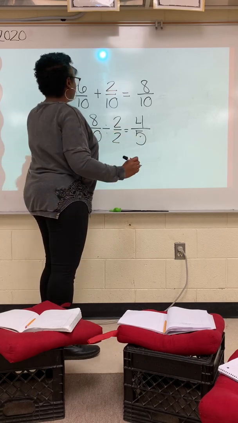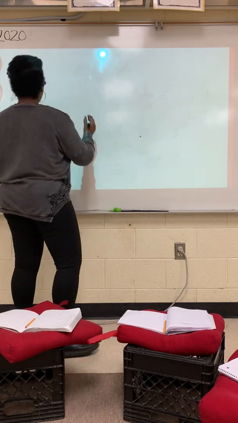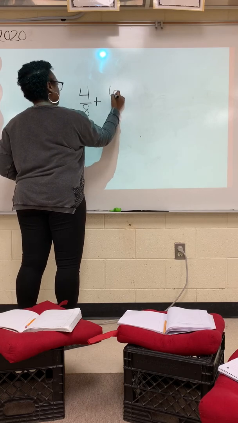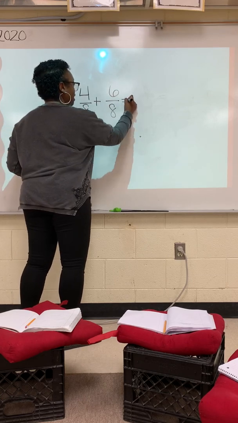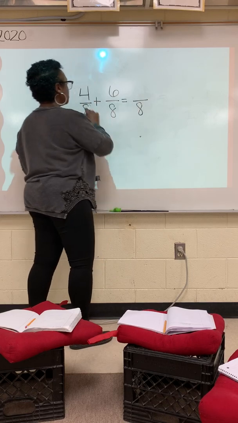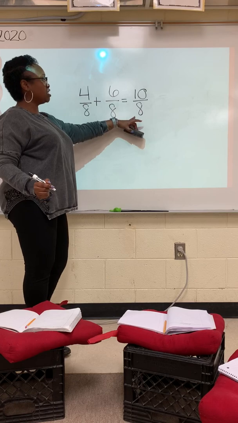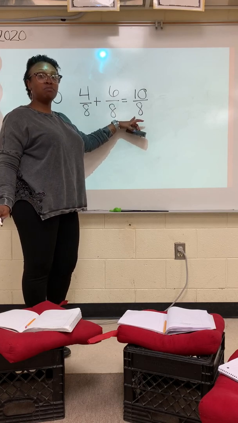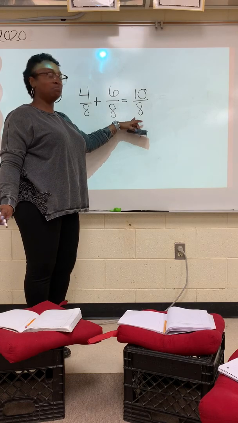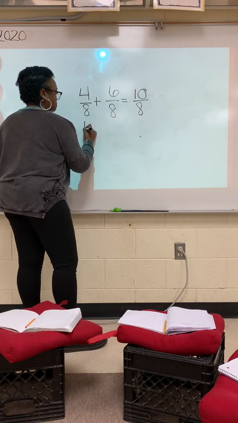All right, let's look at one more. Let's look at 4 eighths plus 6 eighths. Again, just leave my denominator the same. So I'm going to put an 8 as the denominator. 4 plus 6 equals 10. Now, if you look at 10 eighths, you see that it is an improper fraction. What I want to do is I want to change it to a mixed number. So I'm going to just decompose 10 eighths.